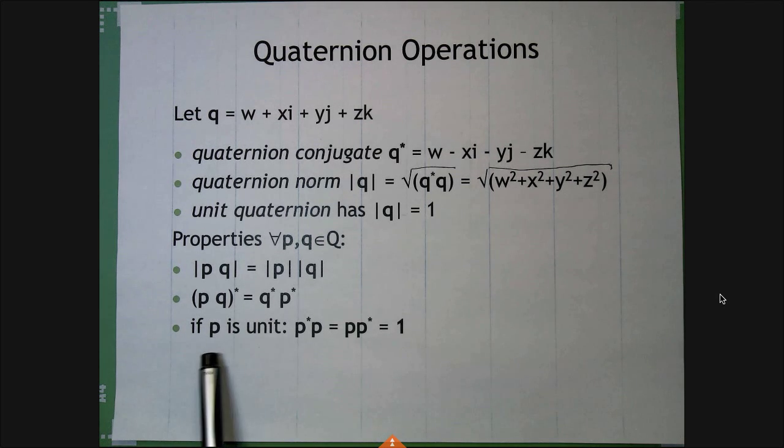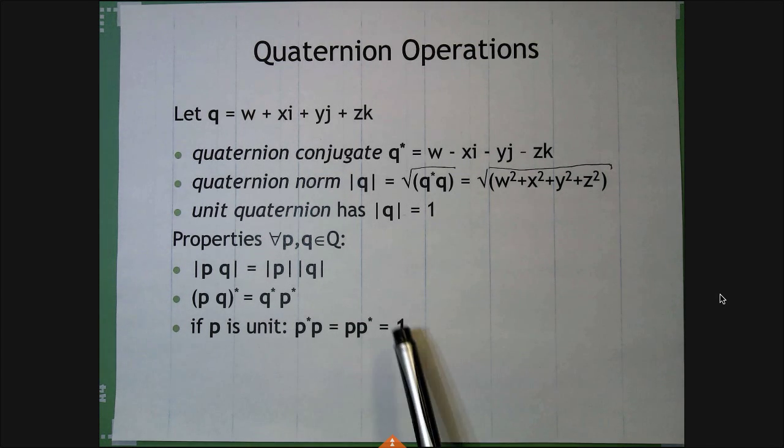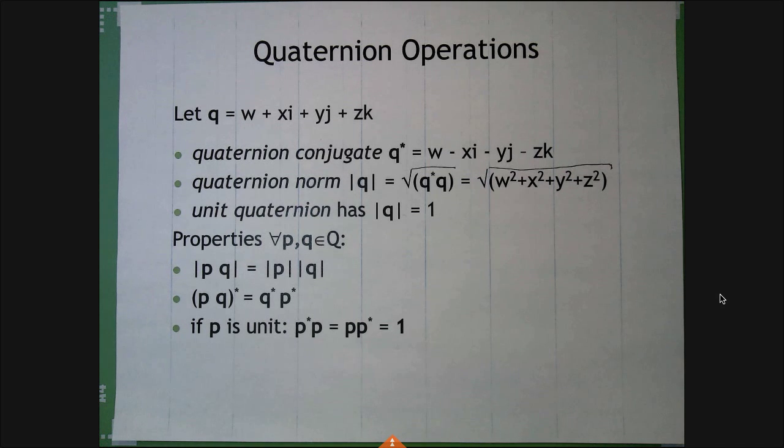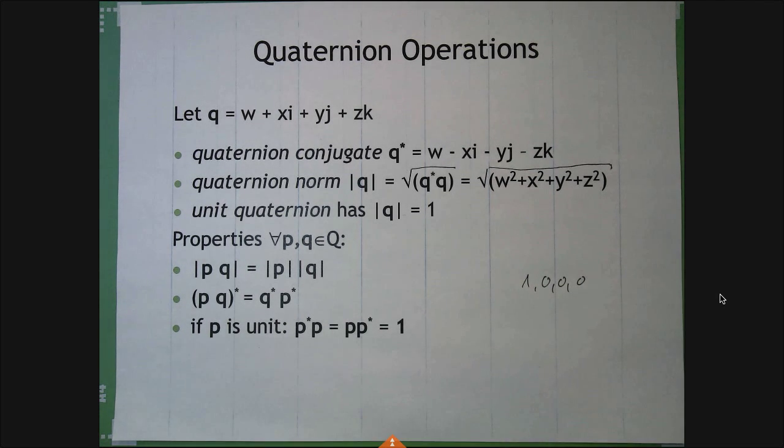Well, and this is quite obvious. If P is unit, then P conjugate P is the same as P P conjugate. In both cases, it's 1. But the funny thing is this 1, I'm looking at it as a quaternion 1 as opposed to real 1. It's like just a type difference, if you think about it. Quaternion 1 means really a quaternion with 1, 0, 0, 0, right? As opposed to just real 1, which is just 1. It's silly semantics, if you will, but it's a little bit different.